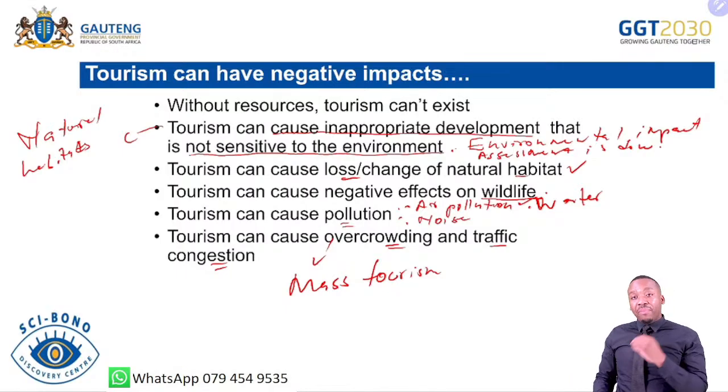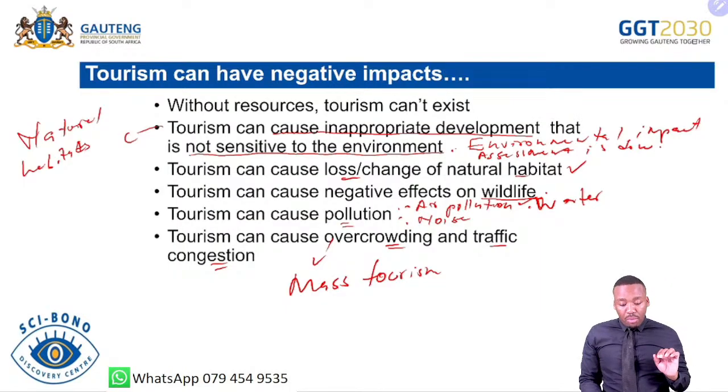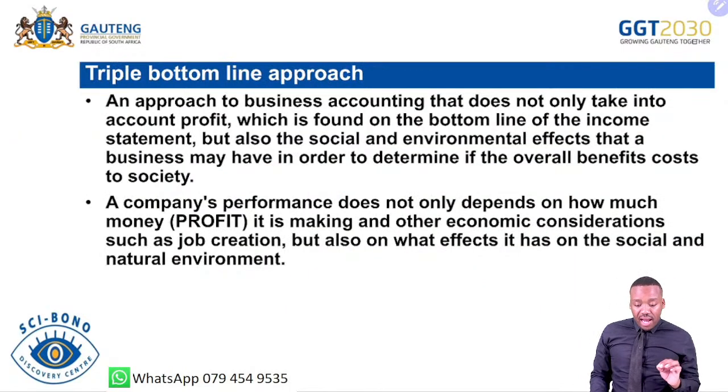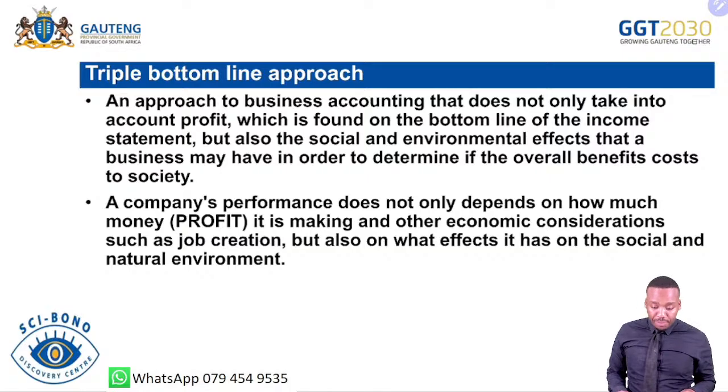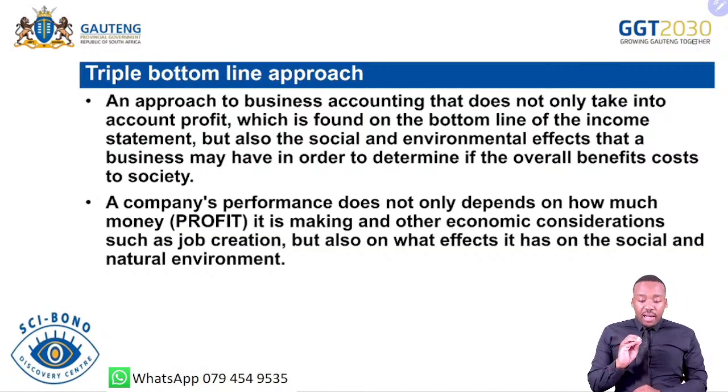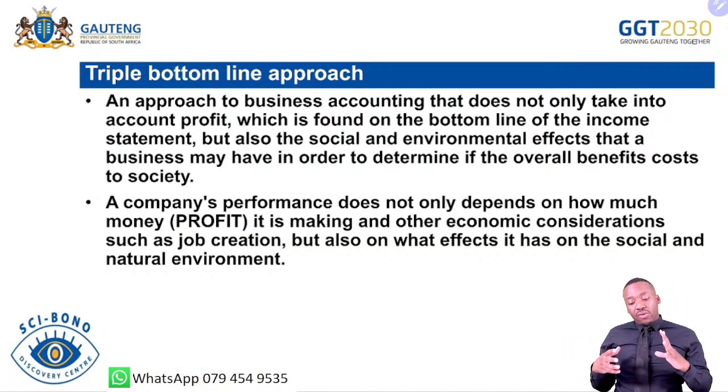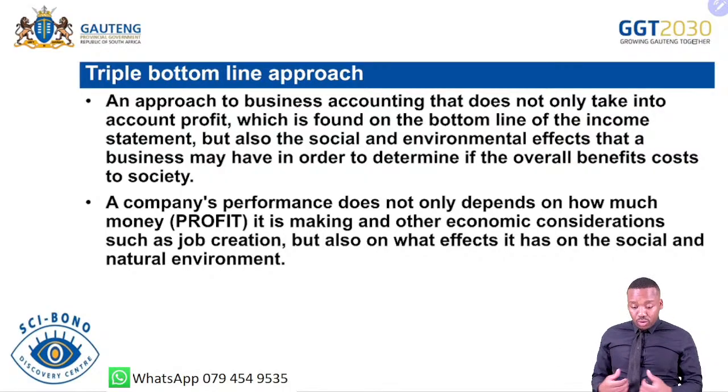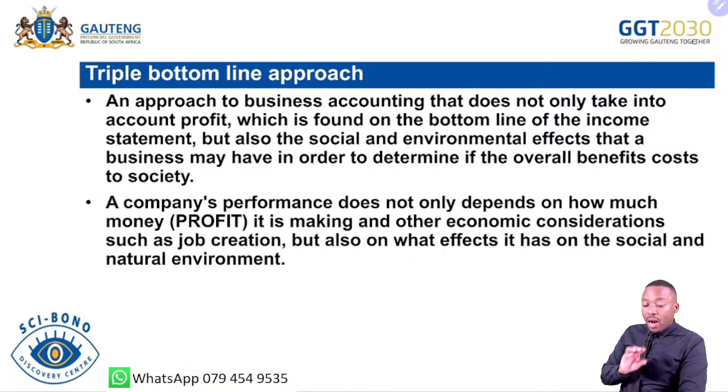We said we are busy with what? Triple bottom line, or sustainable and responsible tourism. That was just a background in terms of what you mean when you say sustainable tourism, and what negative impacts tourism can have. Now we are coming to this very deep topic, the triple bottom line approach.